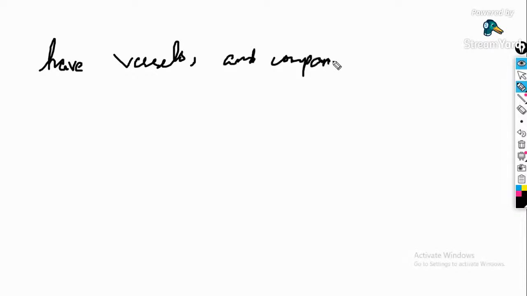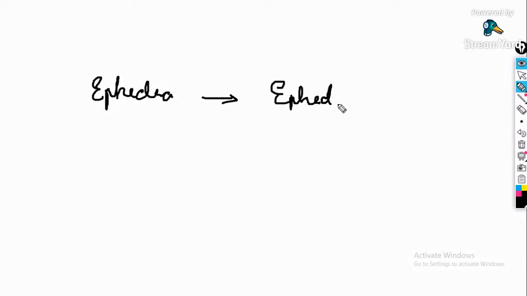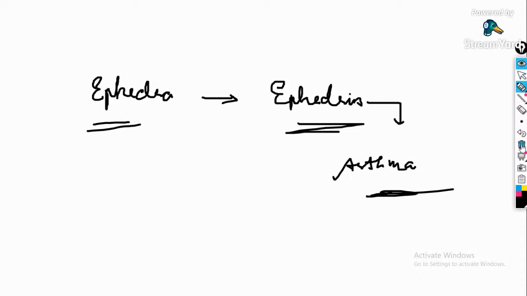Next we have the gnetales: gnetum, welwitschia and ephedra, and these have vessels and companion cells. Okay, so then we told that one example in case of gnetales, that is the ephedra. So from this ephedra plant, a drug named ephedrine is produced. Ephedrine, and this ephedrine is used for the treatment of asthma. Okay.